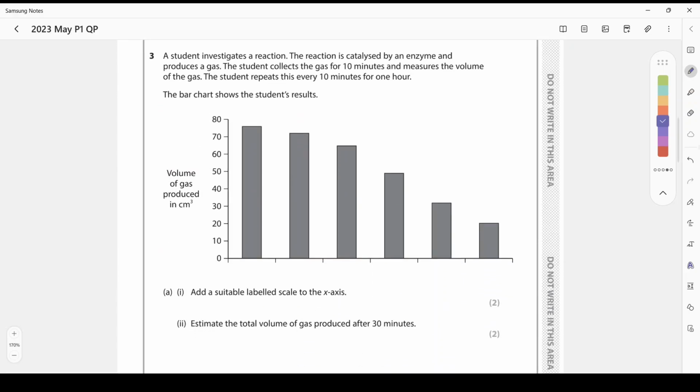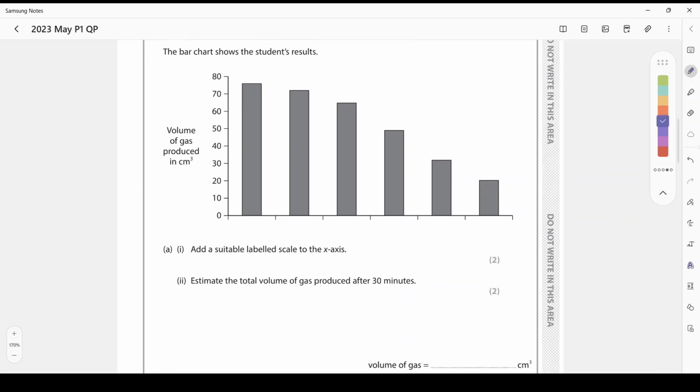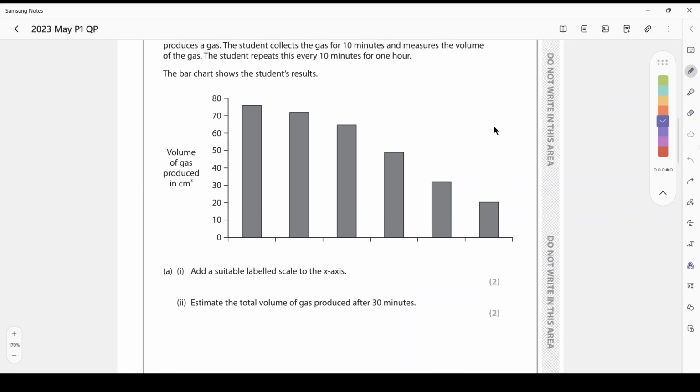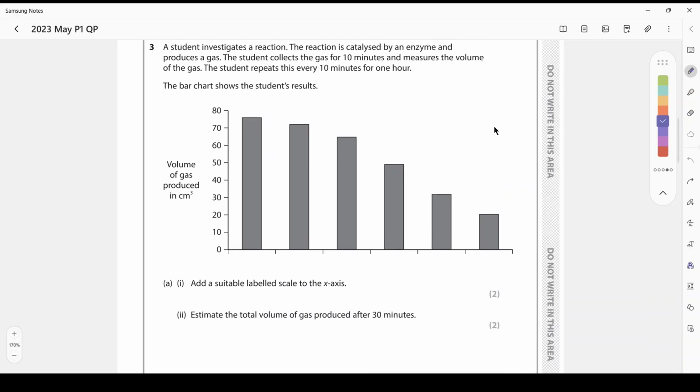A student investigates a reaction. The reaction is catalyzed by an enzyme and produces a gas. The student collects the gas for 10 minutes and measures the volume of the gas. The student repeats this every 10 minutes for 1 hour. All right. Okay, so part A1, it says add a suitable labeled scale to the x-axis.